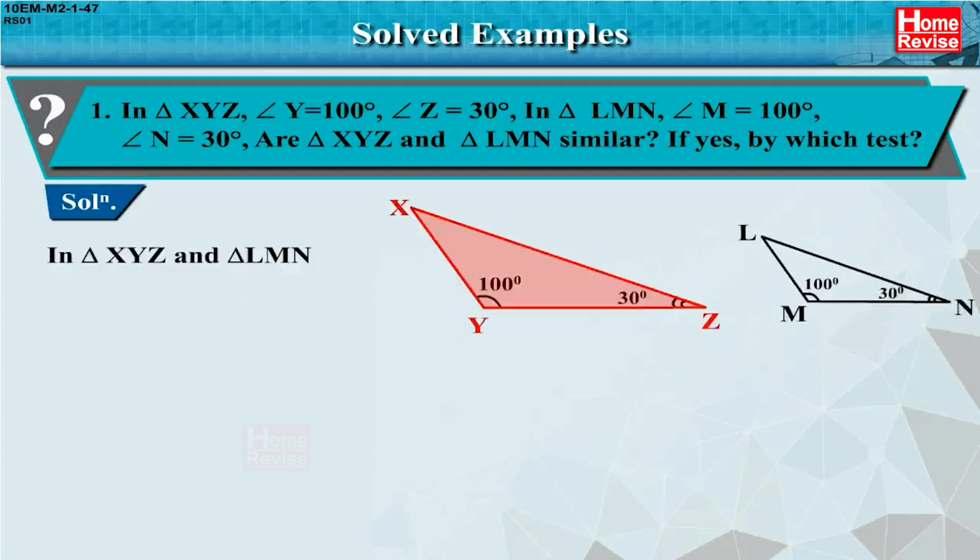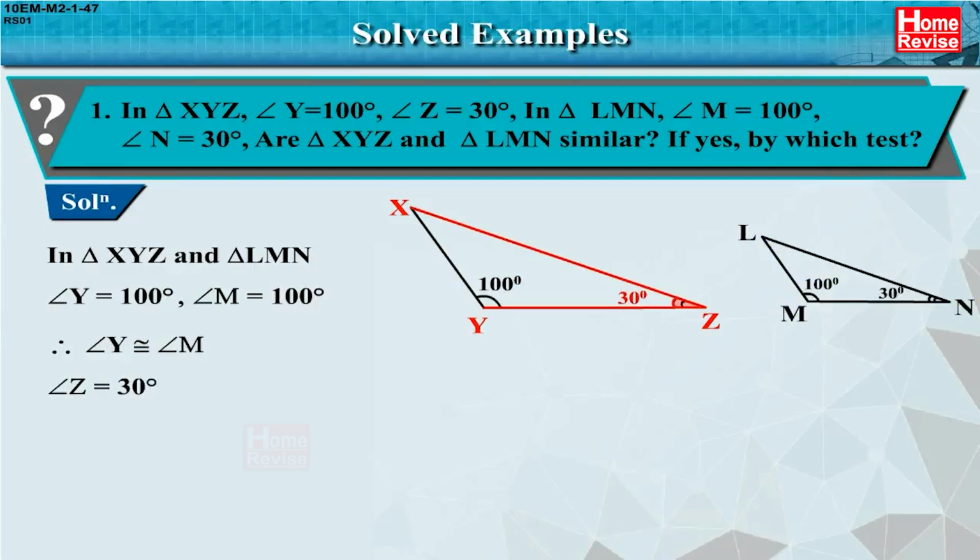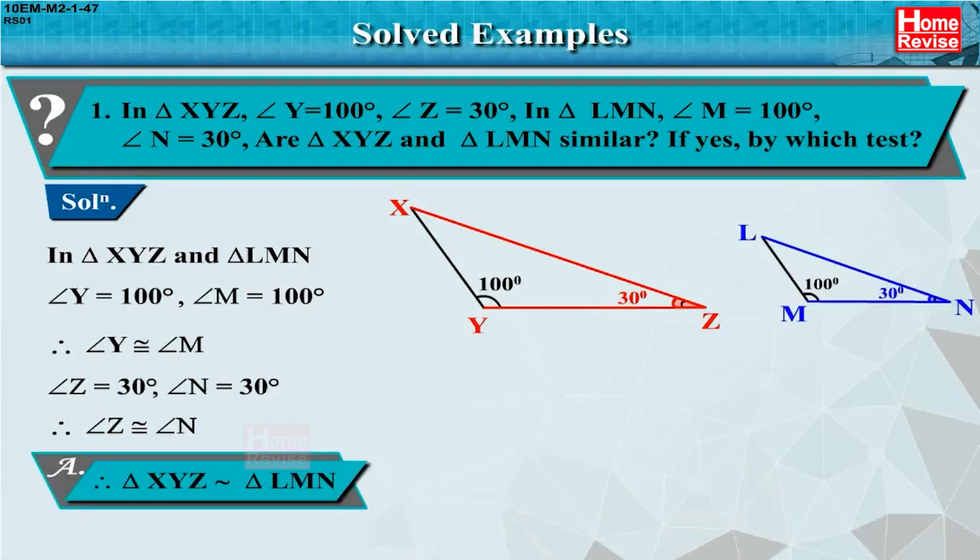Solution. In triangle XYZ and triangle LMN, angle Y is equal to 100 degrees, angle M is equal to 100 degrees. Therefore, angle Y is congruent to angle M. Angle Z is equal to 30 degrees, angle N is equal to 30 degrees. Therefore, angle Z is congruent to angle N. Therefore, triangle XYZ is similar to triangle LMN by AA test.